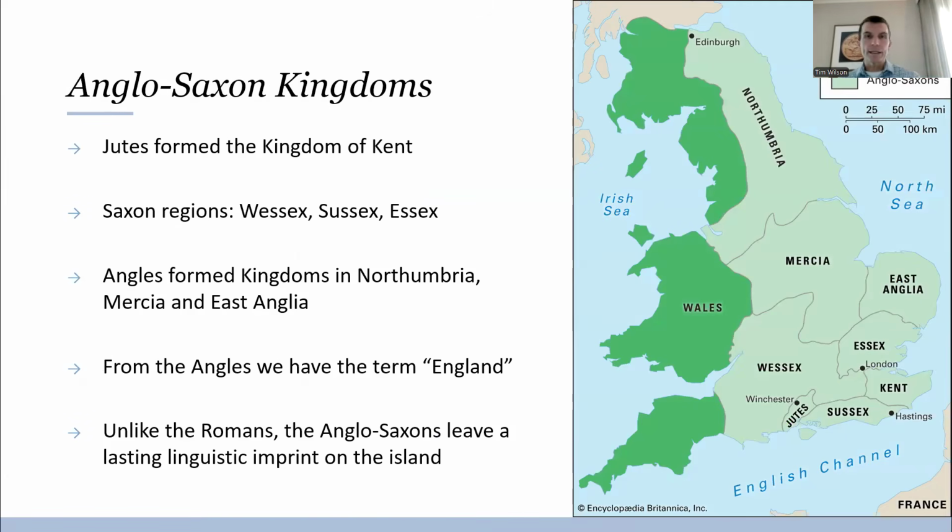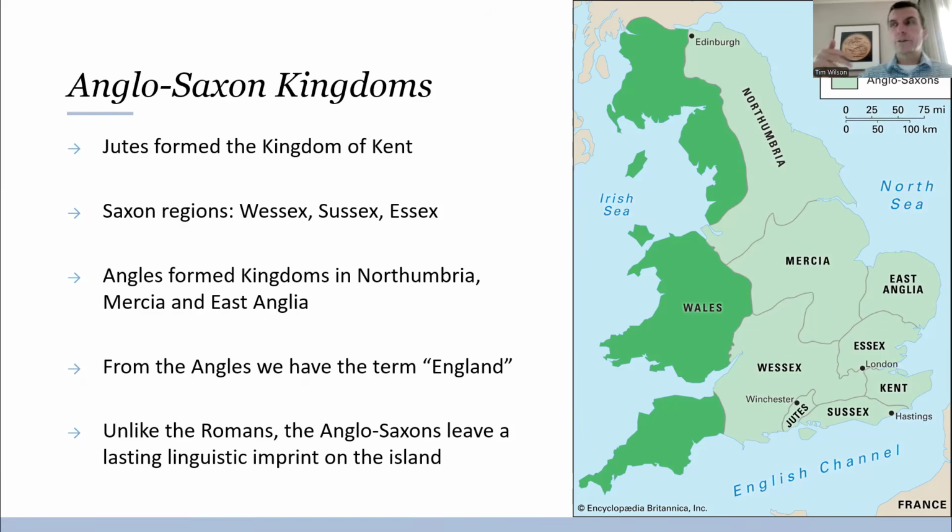So the Jutes formed the Kingdom of Kent. The Saxons settled in these regions and then named them. So Wessex is from West Saxony, and Sussex from South Saxony, Essex from East Saxony. Angles formed kingdoms in Northumbria. Northumbria just refers to north of the Humber River. And East Anglia comes from the Angles. We also, from the Angles, get the term England.